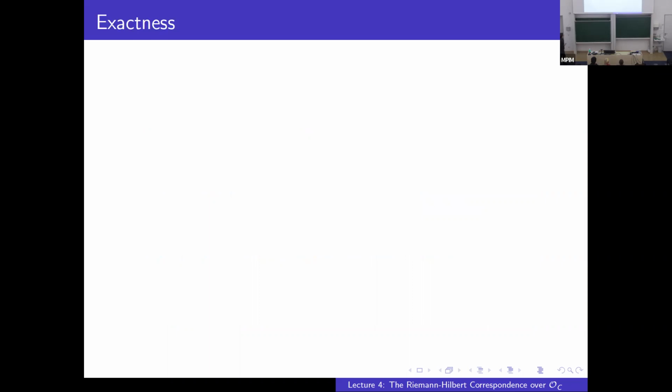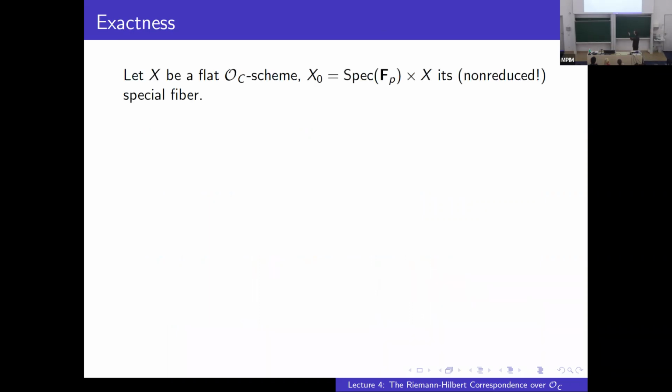Okay, so let me say a little bit more about this Riemann-Hilbert functor on the theme of non-formal properties that it has. Let's study its exactness properties. So let's simplify a little bit. Let X be an O_C scheme. I'm going to assume that it's flat, also of finite type. And I'm going to write X_0 for its special fiber in the non-reduced sense. I'm just going to take its structure sheaf and mod out by p.